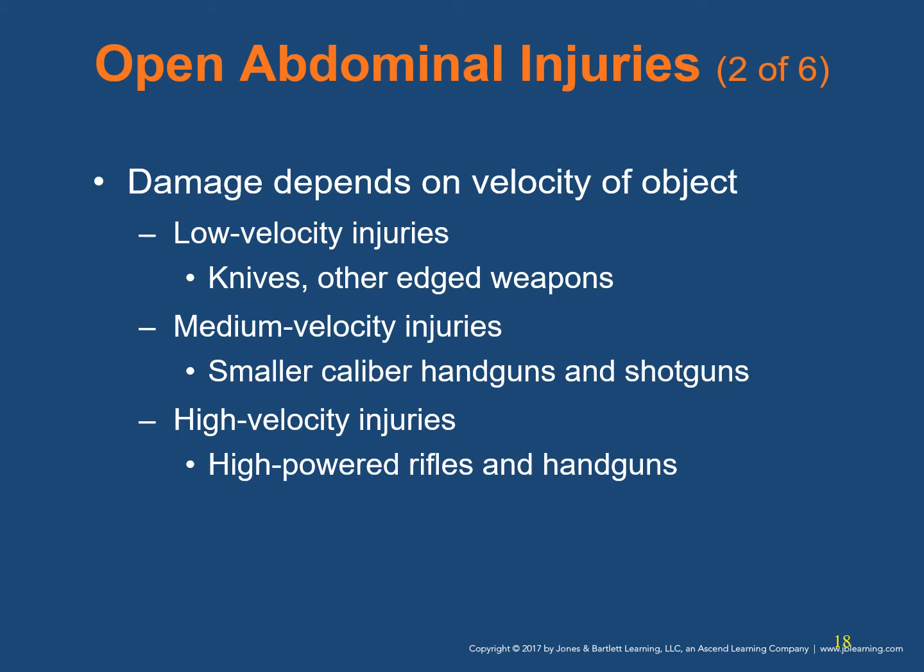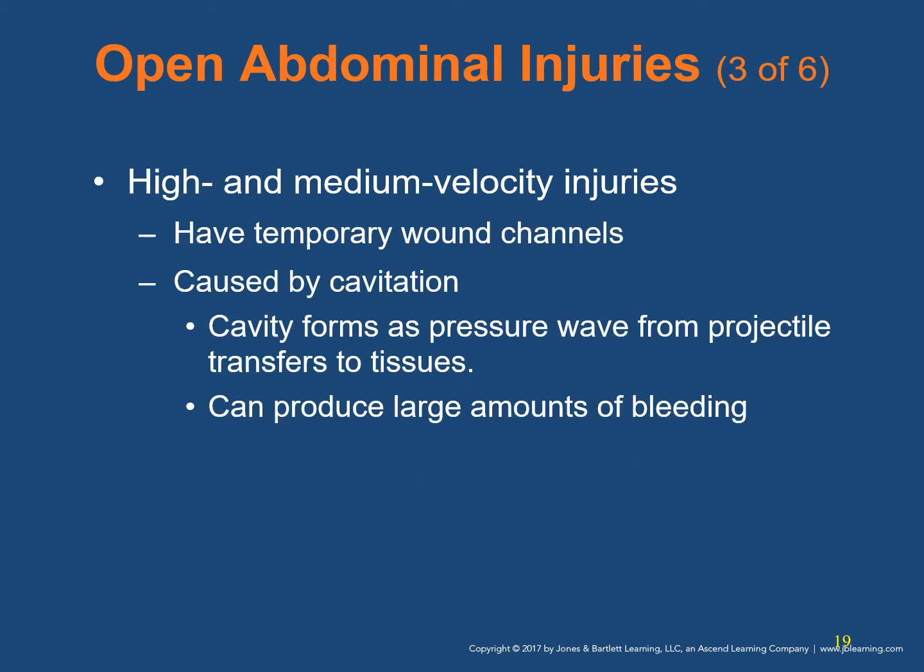The velocity of an object can help predict the amount of damage to the tissue. Low-velocity injuries are caused by handheld or hand-powered objects, such as knives or other edged weapons. Medium-velocity injuries are caused by small-caliber handguns and shotguns. High-velocity injuries are caused by larger weapons, such as high-powered rifles or high-powered handguns.